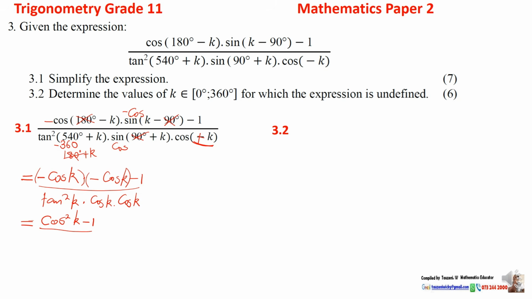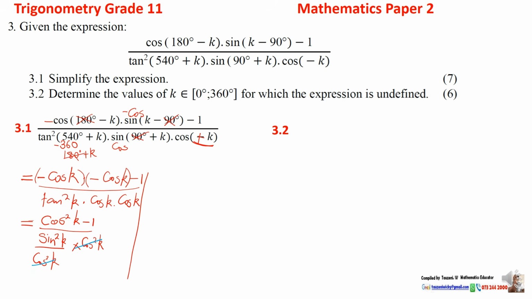What do we know about tan? We know that tan is the same as sine squared k divided by cos squared k. Then the two cos k times cos k there, they multiply each other to give us cos squared k. Now from this expression we can see that cos squared k and cos squared k are going to be divided out. What do we have left now? We are left with our numerator, which is cos squared k minus 1.